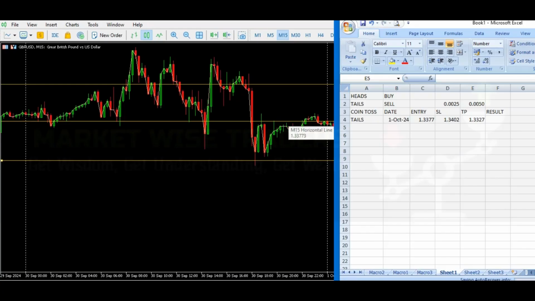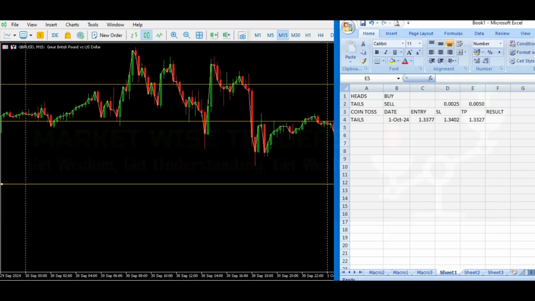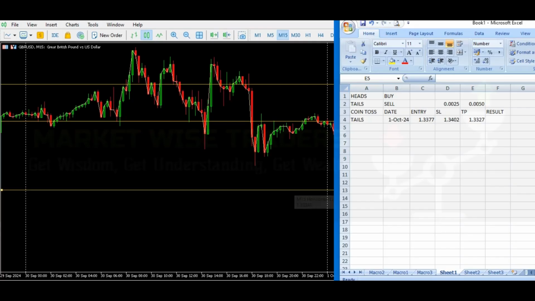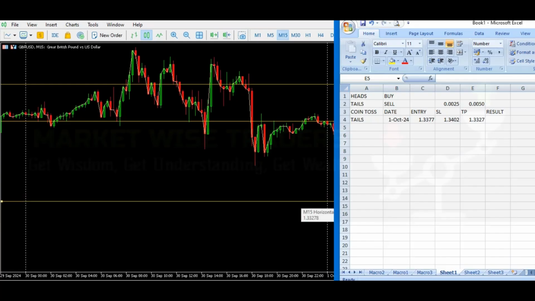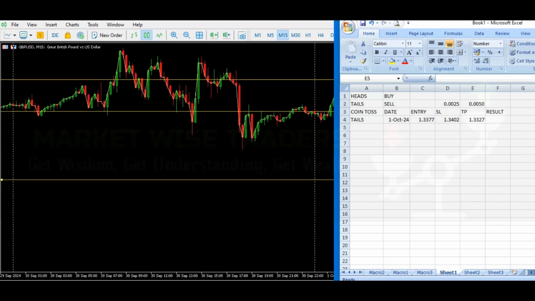Let me just see, what was the entry point? 133.77. So take profit 133.27. Oh, okay, that's further down. So that'll be a 50 pip take profit. Somewhere down here, I'm just doing this for visual sake. Somewhere there, 133.27. So we want this thing to go down. Let's see what happens. This is the first trade.